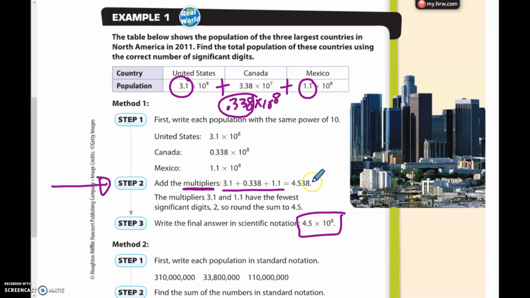So they add these all up, and sometimes here they just want you to go one place or two places. So if you wrote it as 4.538 times 10 to the 8th, that would totally be fine.